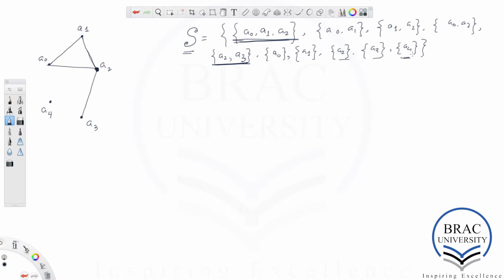So S is an abstract simplicial complex. What is its dimension? As an abstract simplicial complex, its dimension is 2, because this is the largest simplex in this collection.